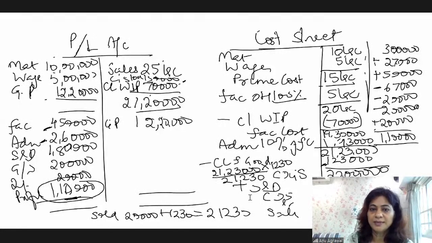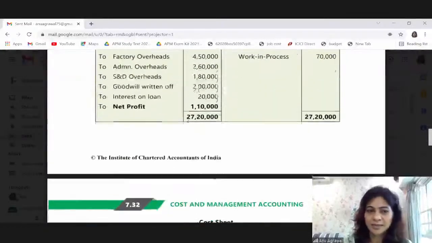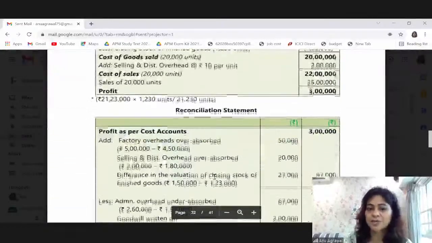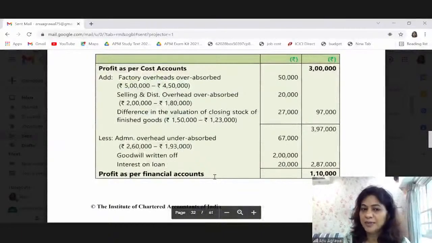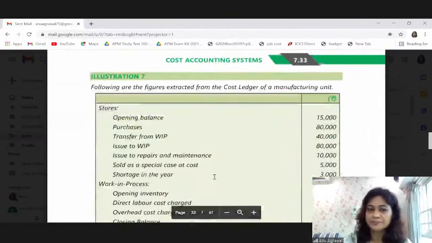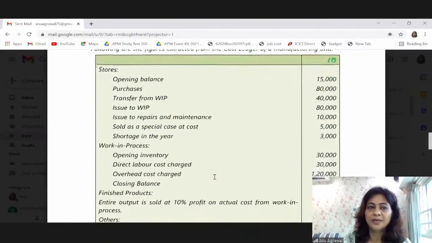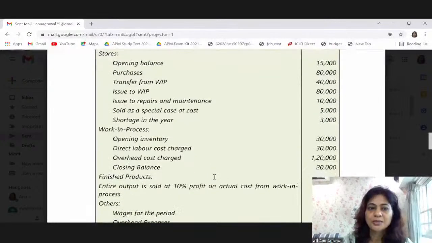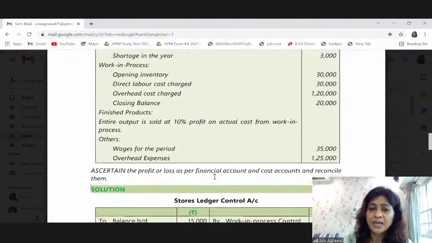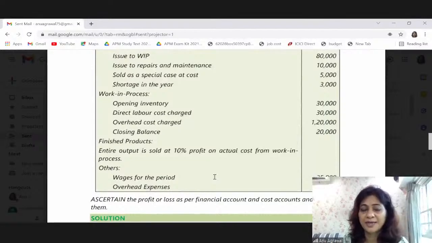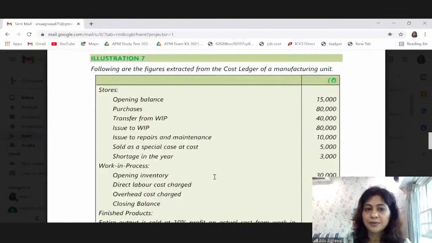Okay, so this is it. They've tried to make the net profit. There is a cost sheet. They've tried to make a reconciliation and they've tried to reach it up. Yes or no? Yes. Illustration 7. They have given us some figures. There is stores. There is WIP. Ascertain the profit as per financial accounts. Right? They've asked me to do that.